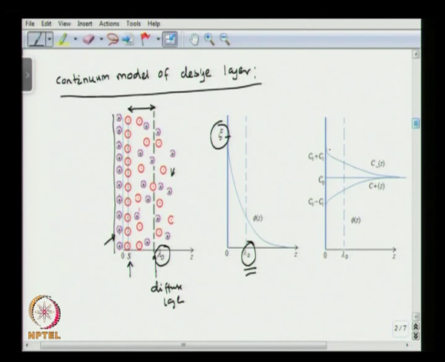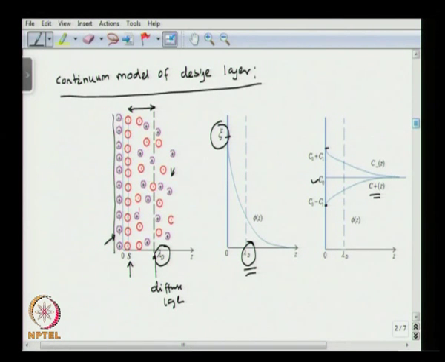what you see here is that the co-ions are suppressed near the wall. Since the wall is positively charged, the positive charges in the liquid are less at the wall, and it increases to a value C0 in the bulk. Similarly, the counter ions are higher at the wall and they reduce to C0 in the bulk.